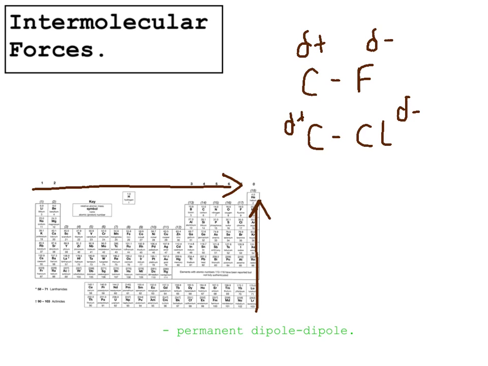Now, permanent dipole-dipole forces are stronger than van der Waals forces. So if you're comparing two molecules, for example methane, CH4, and fluoromethane, CH3F, then fluoromethane has permanent dipole-dipole forces because fluorine is attached to a carbon. For methane, you've only got van der Waals forces, so that means that fluoromethane has a much higher boiling point than methane does because it has stronger forces within it.